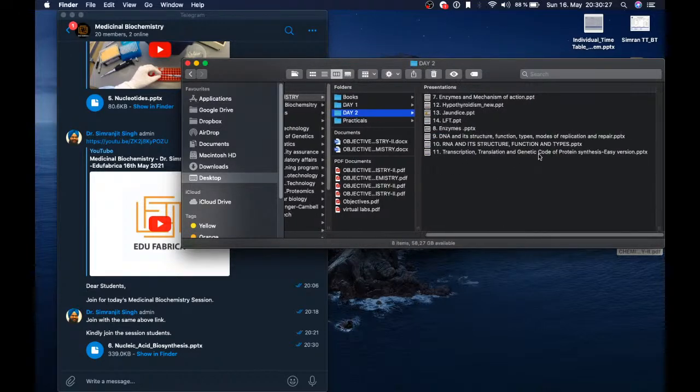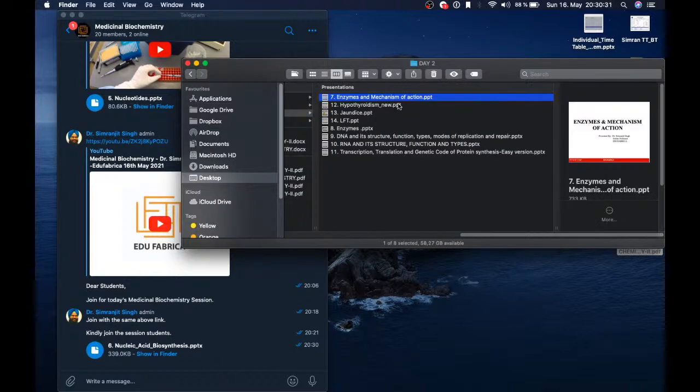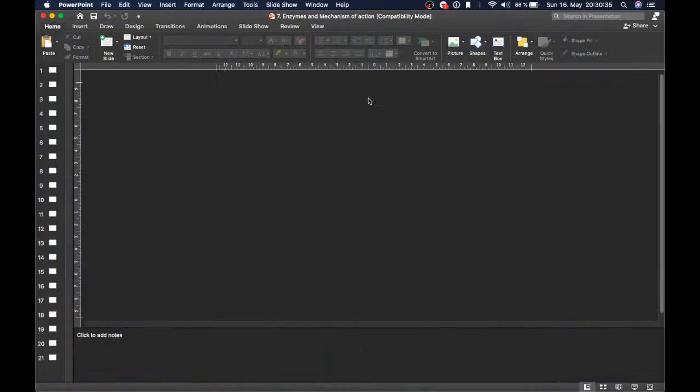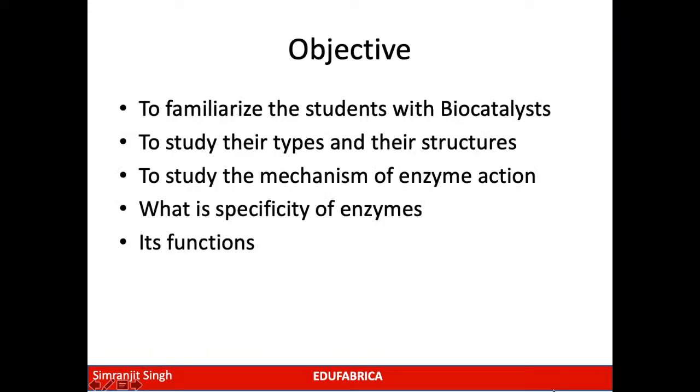Now let's discuss enzymes. So to familiarize, I will help you understand how enzymes act as biocatalysts, and study their types and structures, the mechanism of enzyme action, and the specificity of enzymes and their function.